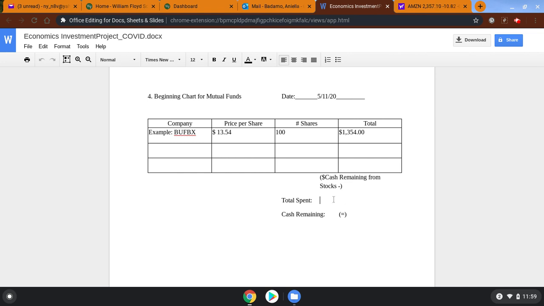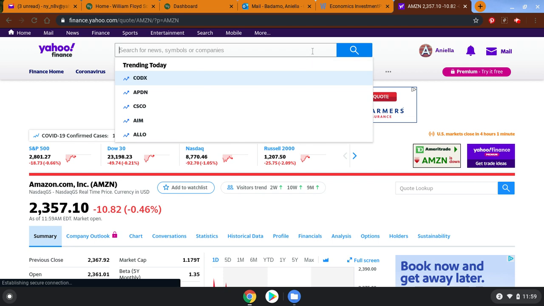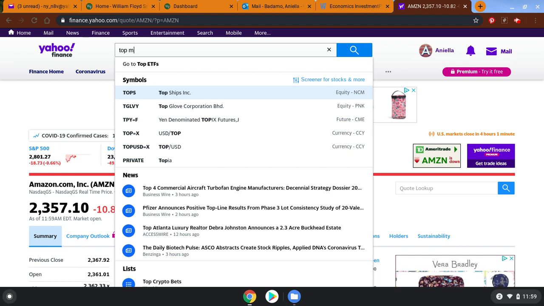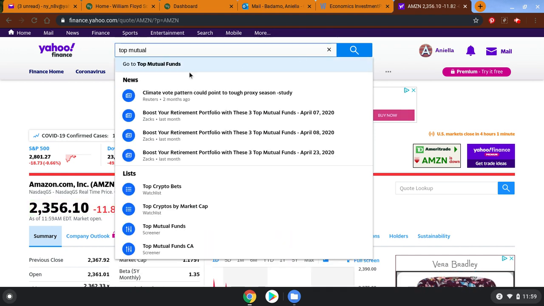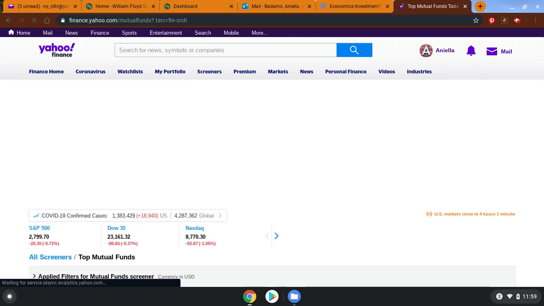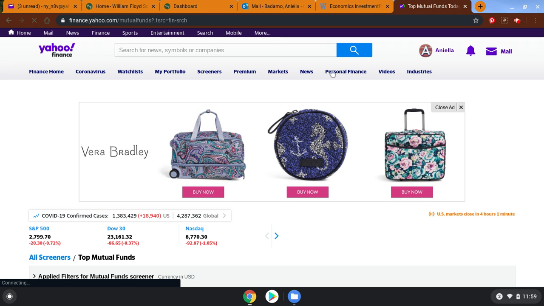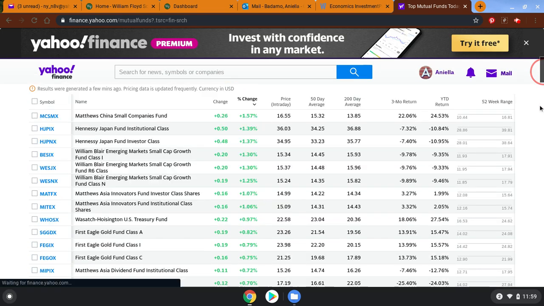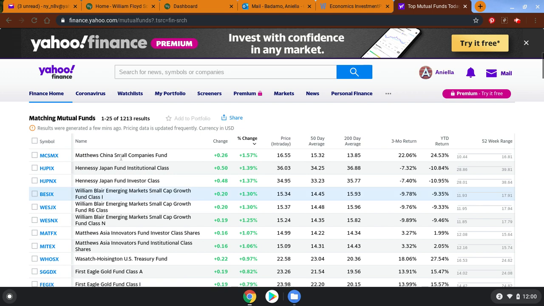Well, Mrs. Bedamo, this sounds great, but what if I don't want to use this mutual fund? How can I find a different one? Just go back to Yahoo Finance, go to the top, and then you might type in top mutual funds, right? And if we click that, the page will reload with some ads. And it's going to just give you a list, right? Matching mutual funds of the top performing current funds, right?